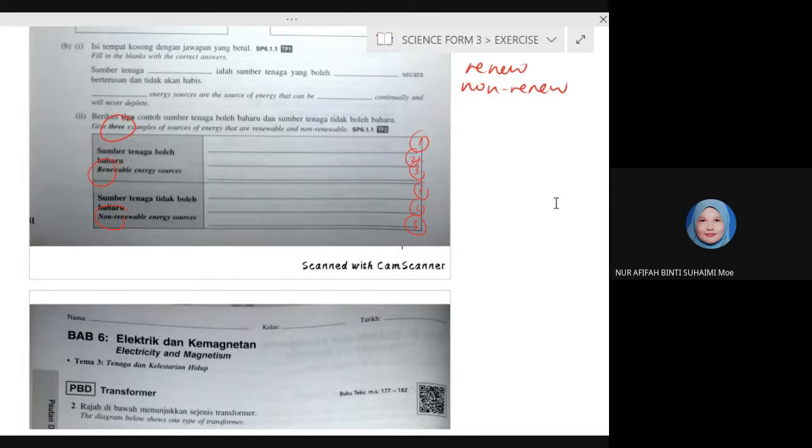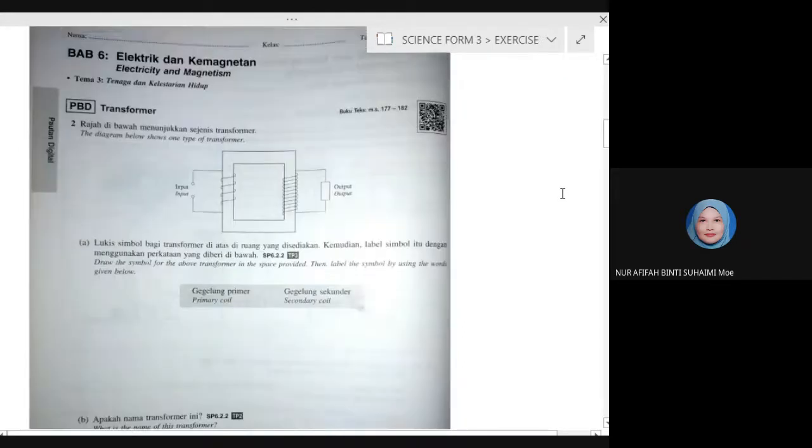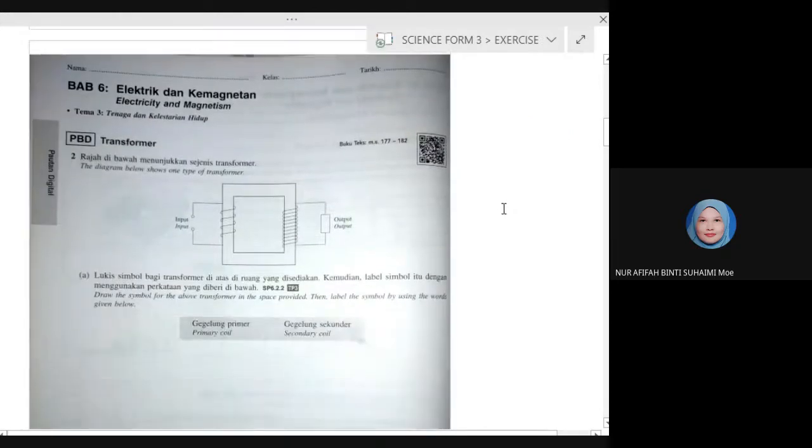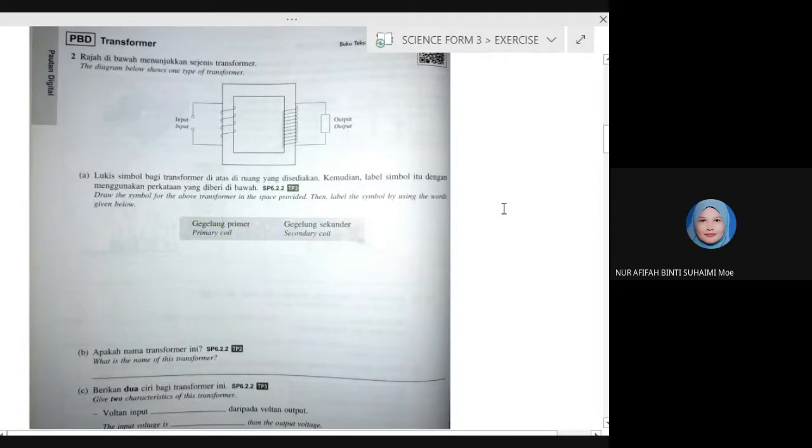Wind, solar, water, biomass, geothermal, petroleum, natural gas, charcoal, nuclear, decay. Right? Ni band tu TP2. This one you should know lah. Okay, because it's easy. Okay, number 2, transformer.